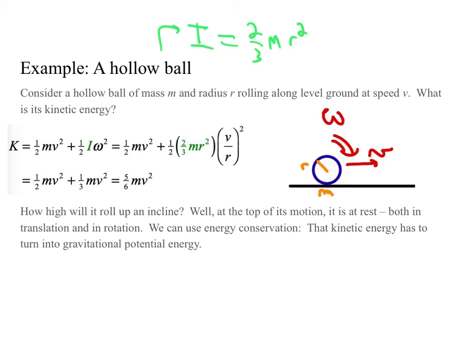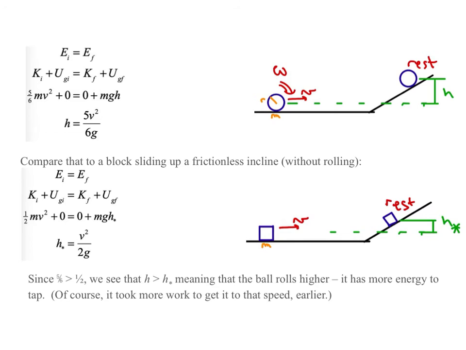Let's talk about how high it will roll up an incline. Well, at the top of the incline, it is at rest, both in translation and in rotation. We can use energy conservation. That kinetic energy that we found here has to turn into gravitational potential energy when it gets to the top. Then we just do some calculations. 5/6 mv squared becomes mgh, so h is 5v squared over 6g. All right, this is our situation here.